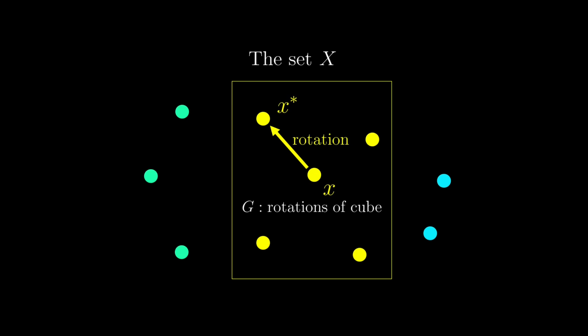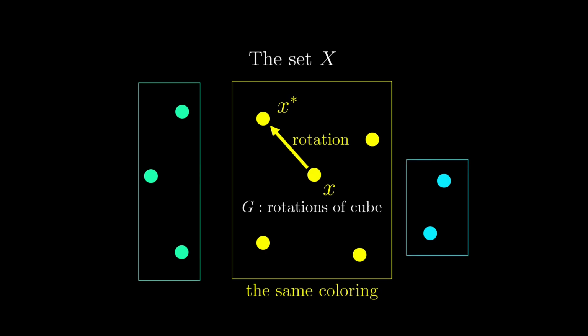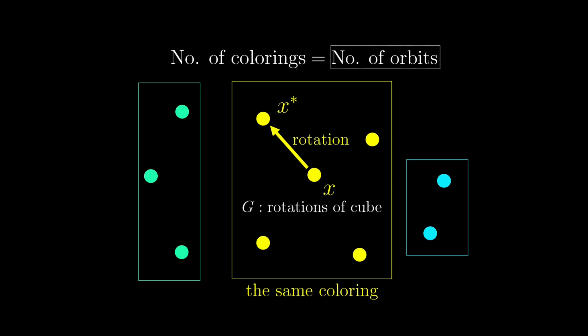But we say that we would count them the same if one can be transformed to another by a rotation, so the entire orbit represents the same coloring. The same thing applies in other orbits, so counting the number of colorings means counting the number of orbits in group theoretic terms. So we will now focus on counting the number of orbits.